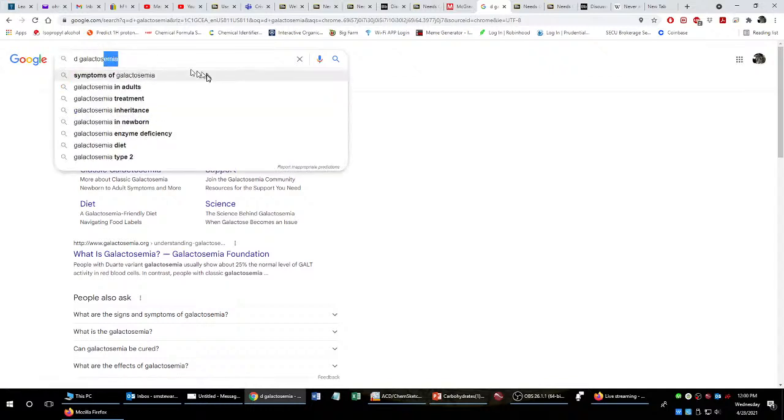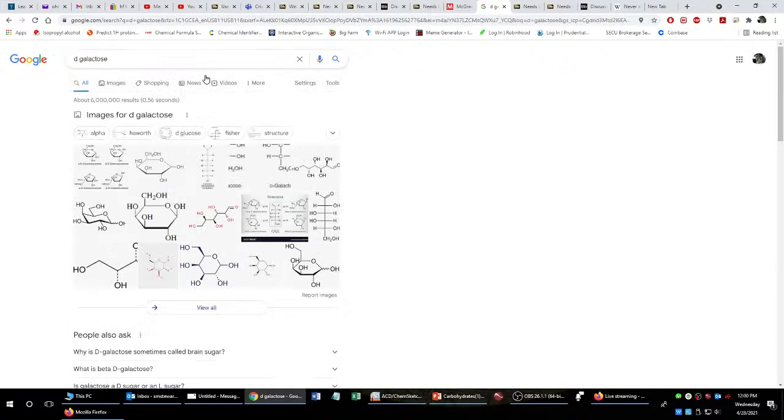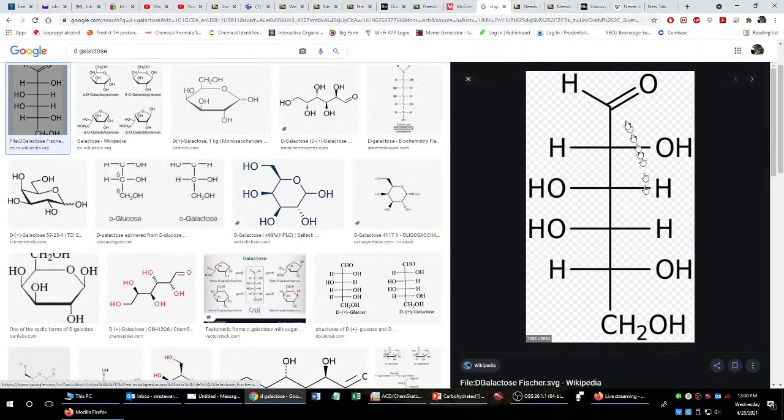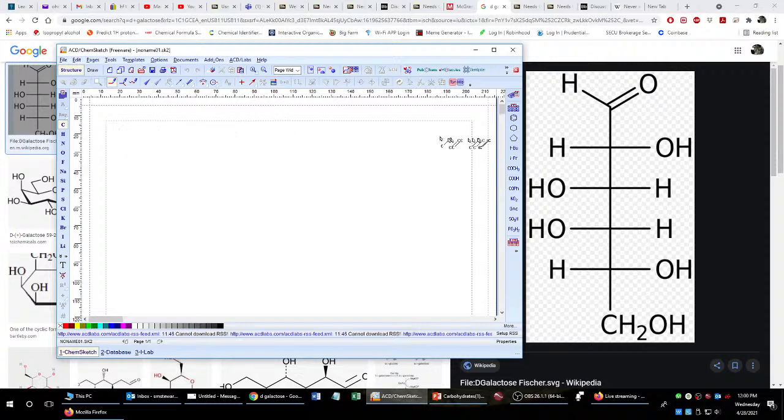So look at D-galactose. It's going to be this structure here. So we're going to end up having this OH group attack this oxygen. So let me draw it here in ACD ChemSketch. Ooh, no good way to draw this in ChemSketch.